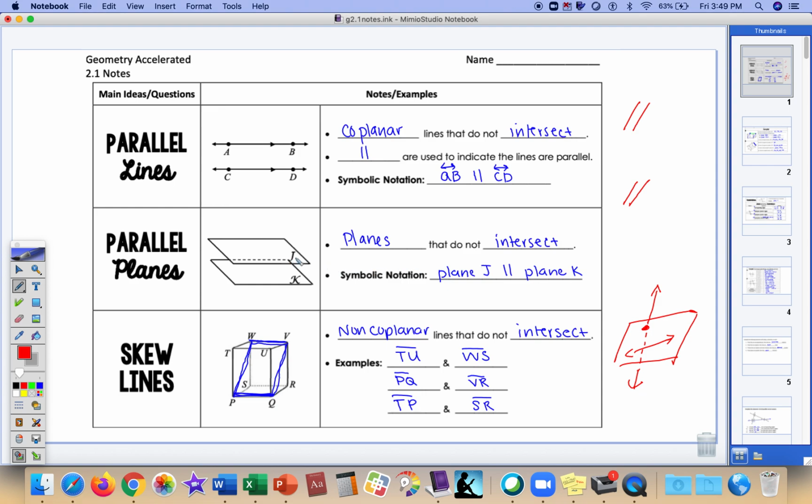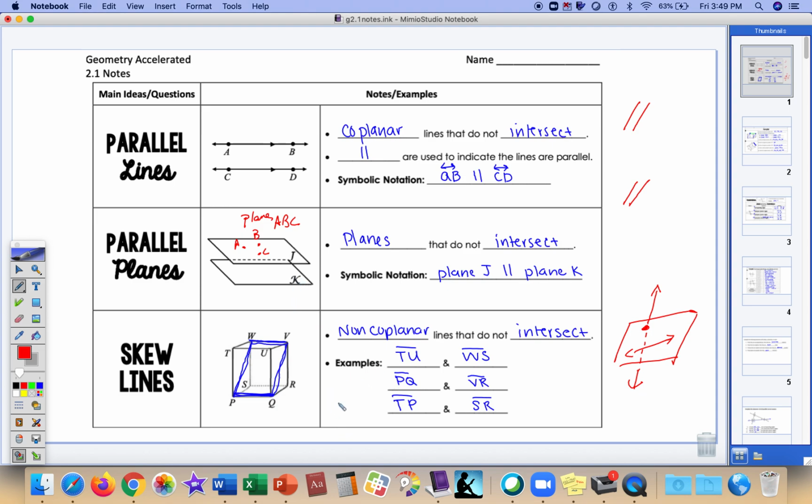And usually one of two things can happen. You could have one letter on a plane, not a point on a plane, just a letter, and we could refer to this as plane J and plane K. But we could have at least three letters on a plane that are not collinear. So let's say ABC, and then we could call that plane ABC. But in this case, we have plane J and plane K, and they are parallel.